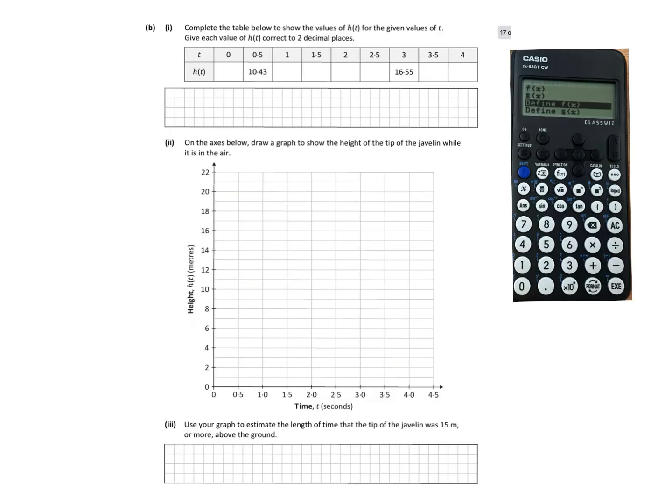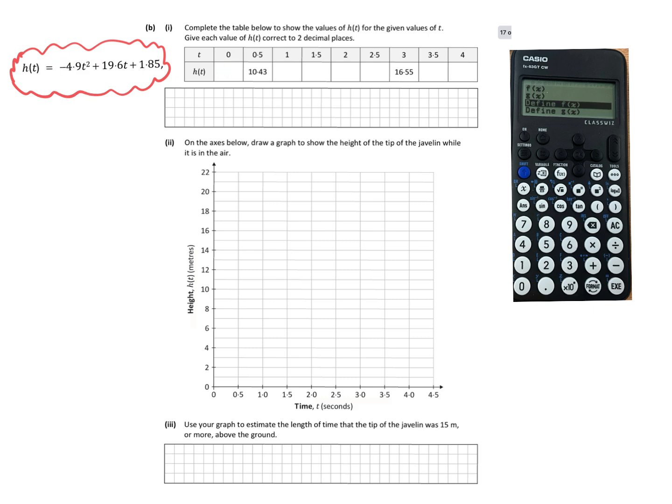Okay, this next part asks us to complete the table to show the values of h of t. Now, what I've done is I've just written down what h of t was. It was on the previous page, but just to have it there beside me. So if h of t is equal to minus 4.9t squared plus 19.6t plus 1.85, if t is 0, what would the value be? If t is 0.5, this should be the value, and so on. So we are substituting in these values into this.